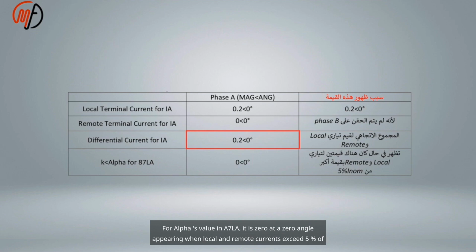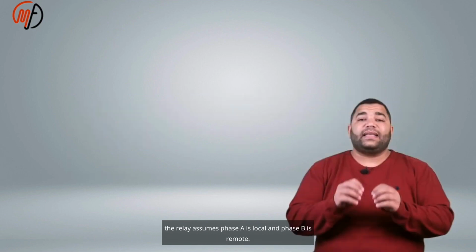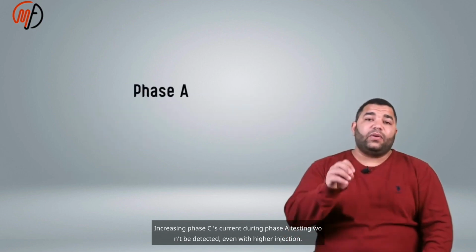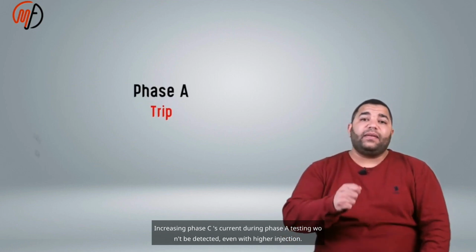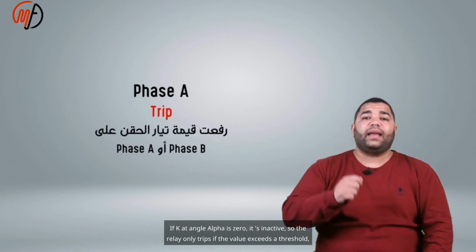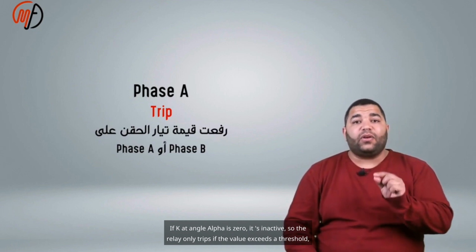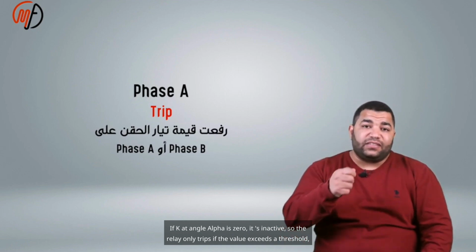For alpha's value in 87LA, it is 0 at a zero angle, appearing when local and remote currents exceed 5% of I nominal. Choosing phase A for the differential test causes the relay to trip if current increases on phase A or B, as the relay assumes phase A is local and phase B is remote. Increasing phase C's current during phase A testing won't be detected, even with higher injection.